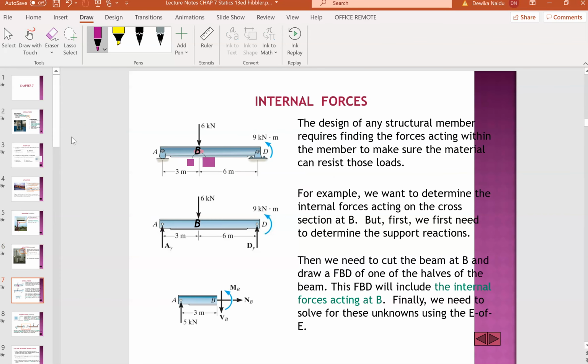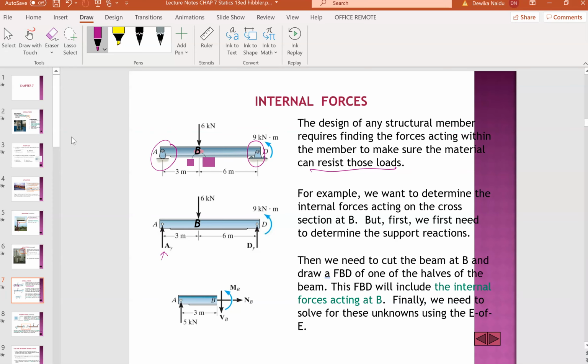Okay, now let's look at the internal forces. What are the internal forces? Let's take a beam here. The design of any structural beam requires finding the forces acting within the member to make sure the material can resist the load. So we have to study internally because we need to know whether the load can be resisted by the beam or not.